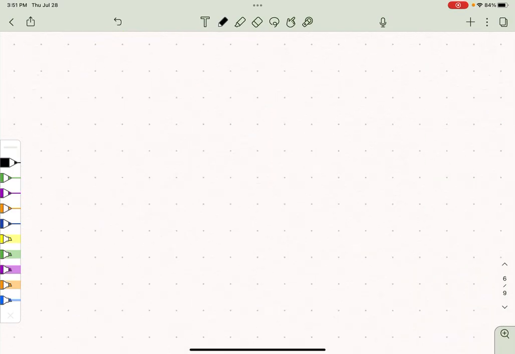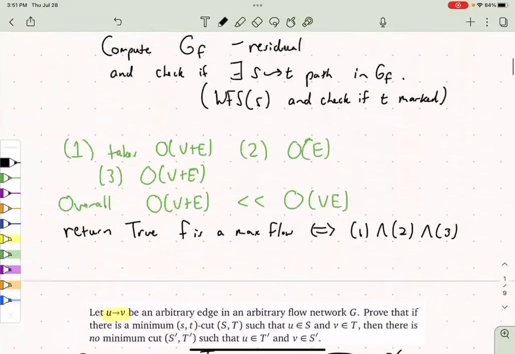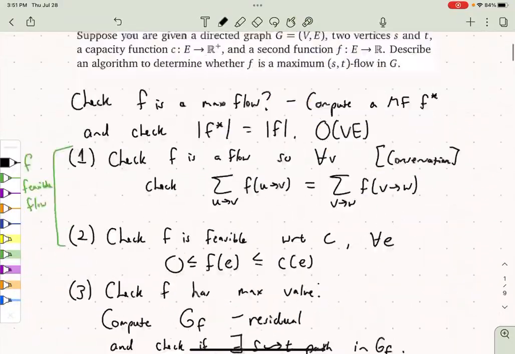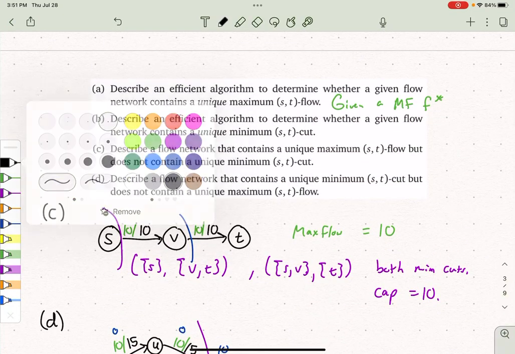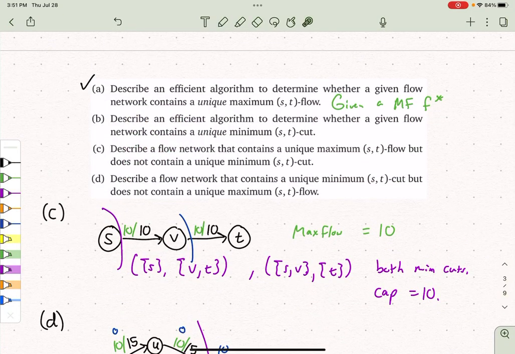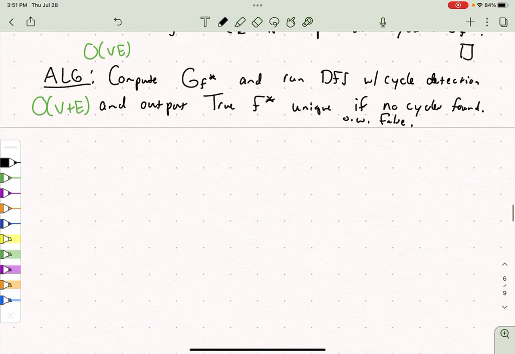So that was a lot of work just to figure out if a flow is unique. But finding if cuts are unique is actually going to be easier. So we've now completed this part. So this part's going to be a bit easier now. So how can we figure out if a cut is unique? We're going to use a similar idea. It'll be a little easier.